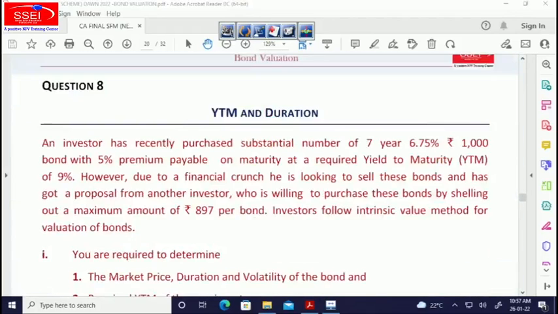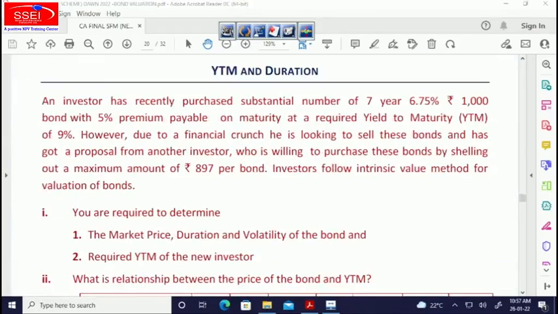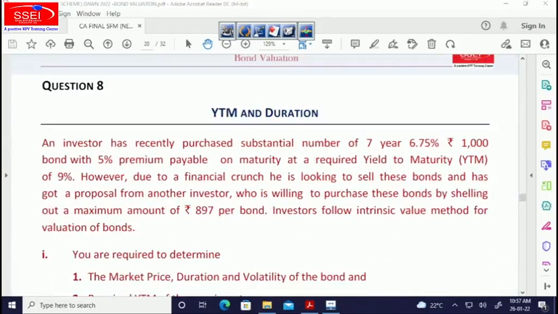Question number 8 is a sum on YTM and duration. So it's related. Let's see. An investor has recently purchased a substantial number of 7-year 6.75% 1,000 bonds with 5% premium payable on maturity. So he's going to get 1,050 on maturity at a required yield of 9%. So he purchased the bond at 9% YTM. One can easily find out the price at which he purchased. That will be 67.5 into annuity factor 9%, 7 plus 1,050 into discounting factor 9%, 7.